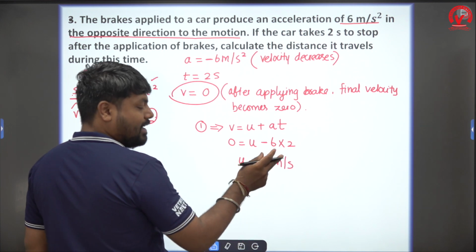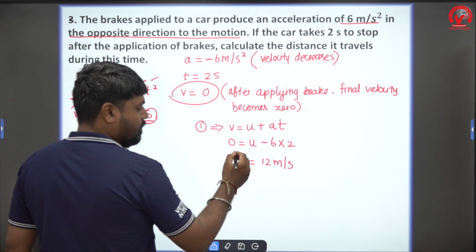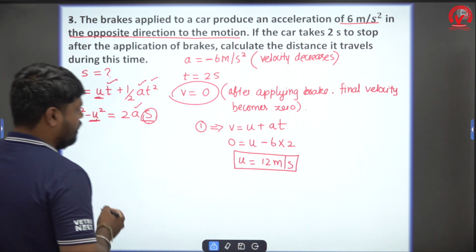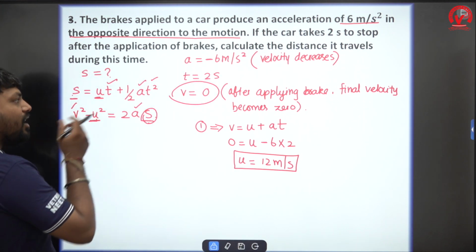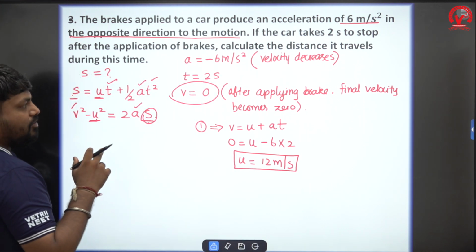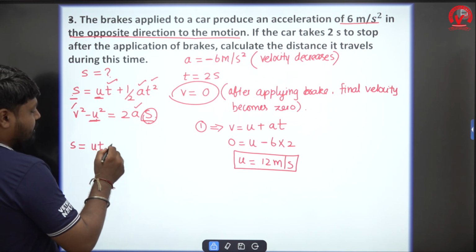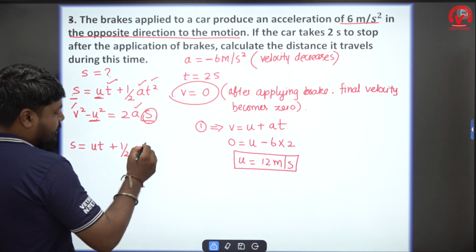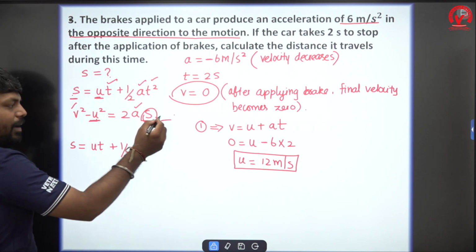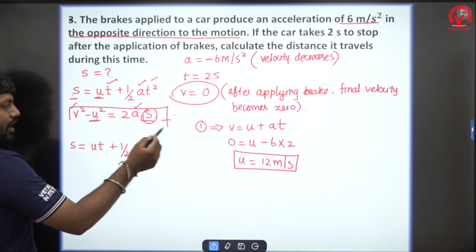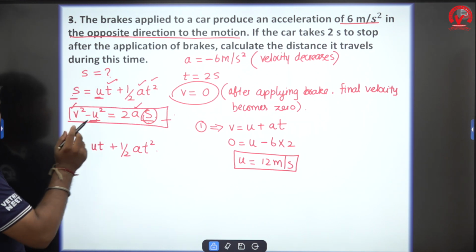Minus 6 into 2 is minus 12, and minus 12 moving across becomes plus 12. So u is how much? 12. We can use this here or in the other equation; any way you can use. I'll use the second one, s is equal to ut plus half at square. You try this by using the third one. You should try this.